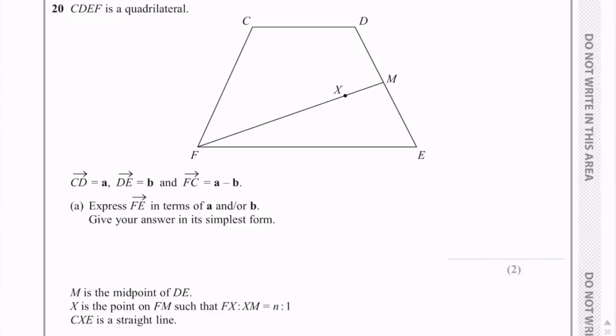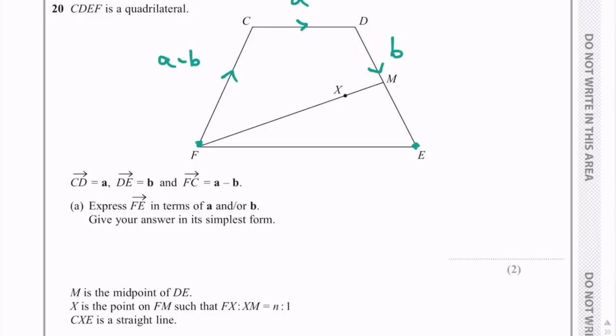So for part A, which we'll start with, it says express F to E in terms of A and B. So I need to get from F here to E here. And it's given me some vectors that I can label on there. So C to D is A. C to D is there, and that's an A. So an A movement moves me that way. D to E, so all the way down here, not just to the M, but all the way down, is B. And F to C, this one here in the right direction, F to C is A minus B.